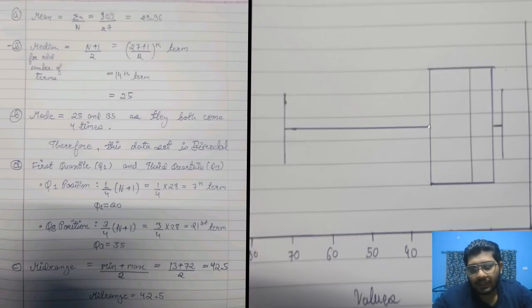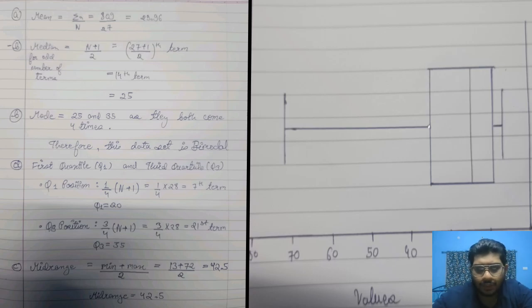Quartile 3, position 3 by 4 (n plus 1), we multiply it and we will get 3/4 of 28, which is the 21st term, which is 35. Now mid range is minimum plus maximum divided by 2, which is 13 plus 72 divided by 2, that is 42.5.